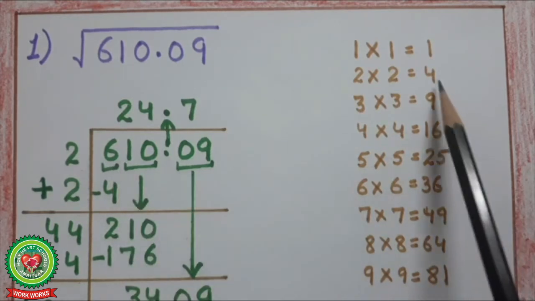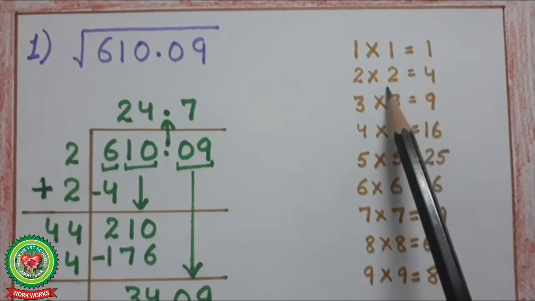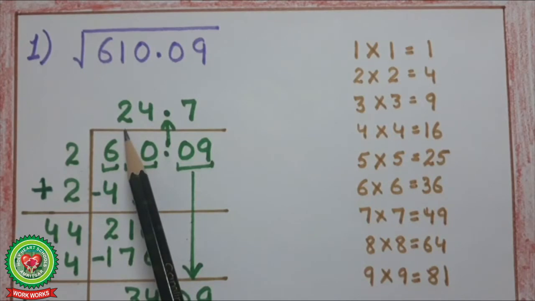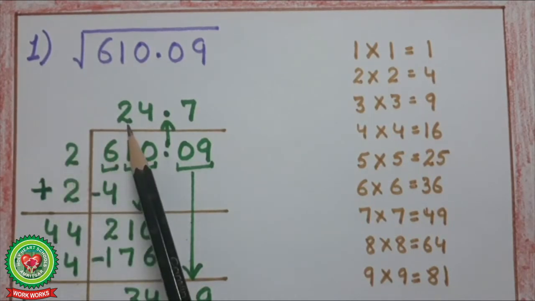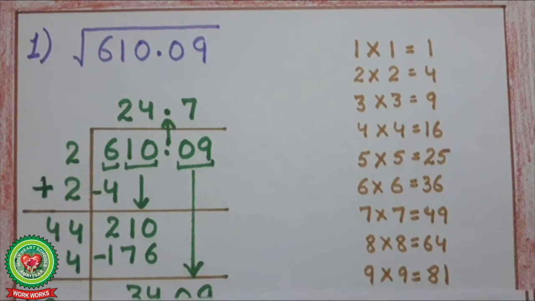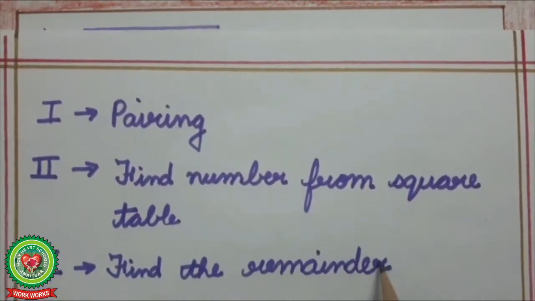So on finding from the square table, 4 is such number which is just less than 6, and 4 is the square of 2. So we will write down 2 at the place of divisor as well as at the place of quotient, so that 2 multiplied by 2 comes out to be 4, and we will write down 4 under 6. Then our next step, that is third step, find the remainder.